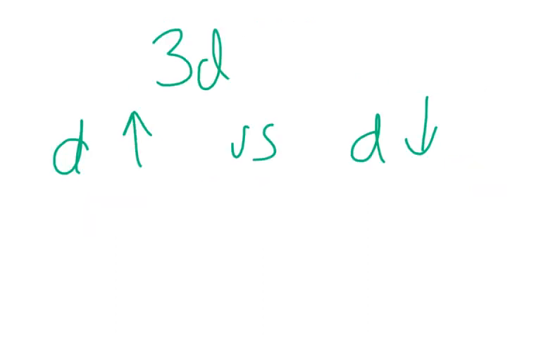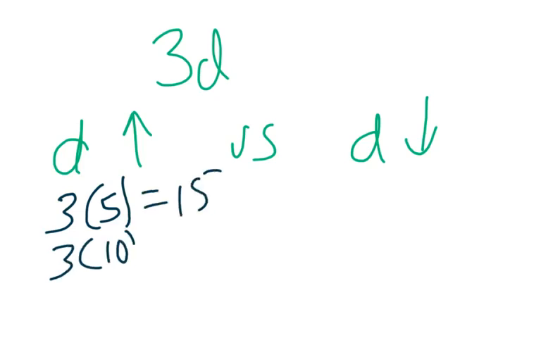So let's look at this one, 3D. What happens when D increases? Let's just pick a number. 3 times 5 gives us 15. 3 times 10 gives us 30. And so if D is increasing, then the overall expression increases.